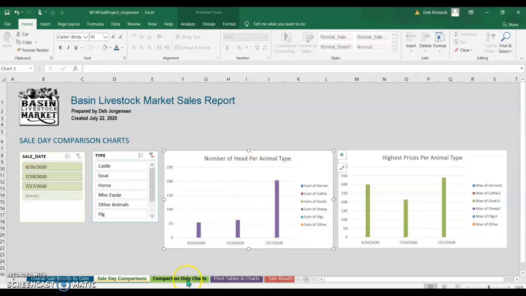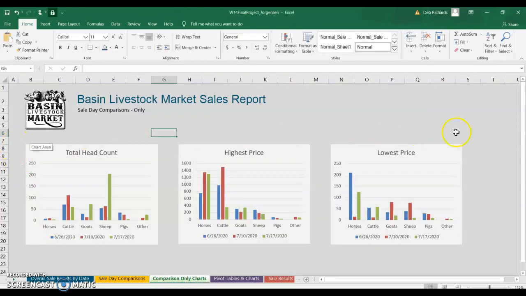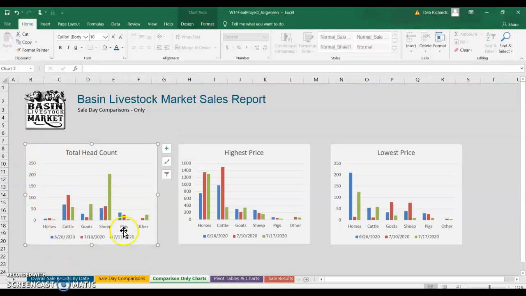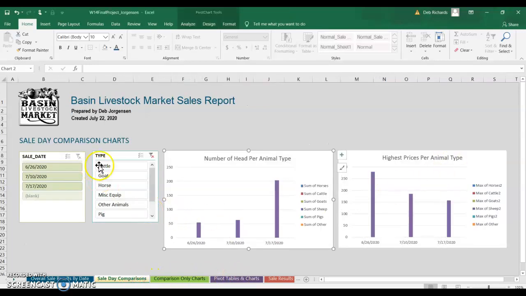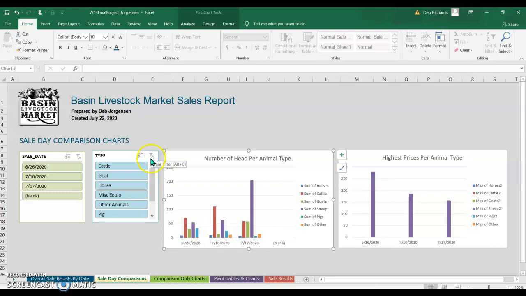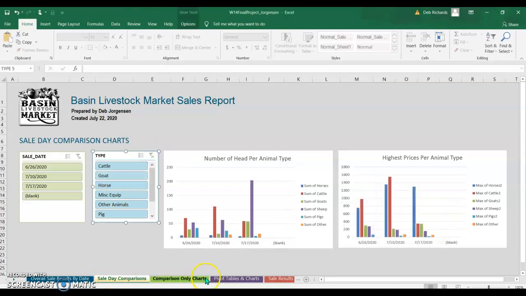Okay, so this is set, you can't really adjust it, just for FYI. Sometimes it's just fun to see a quick report. This is total head count comparisons for the last 3 sales, highest price and lowest price for the last 3 sales, just to have an overview that's just set. Probably I'm guessing this one would be used mostly because it's more interesting to actually view.